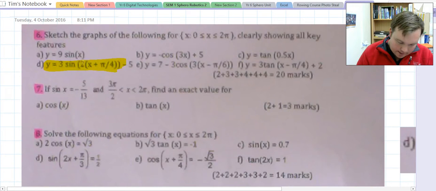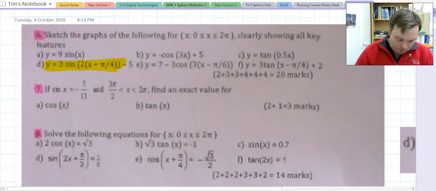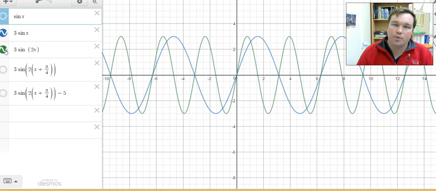Well, inside here, there's a 2. Now, what does the 2 do? The 2 increases the rate at which this cycles through. So it increases the frequency, or rather decreases the period. So we've still got an amplitude of 3. But now, instead of 2 pi being 1 cycle, here to 2 pi becomes 2 full cycles. So now the period, instead of being 2 pi, the period is now pi.